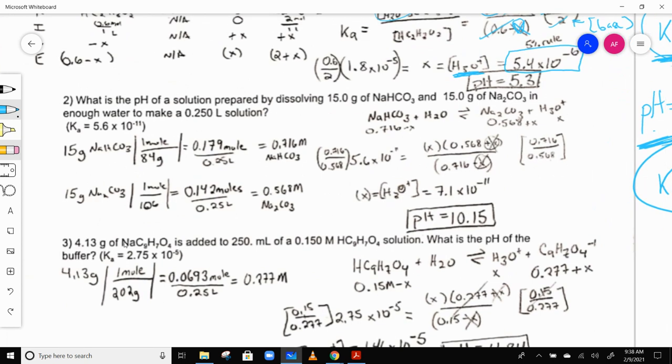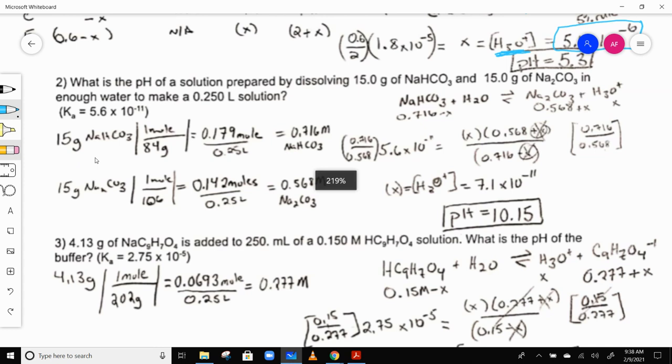So next one, number 2, is very similar. This one we have, what is the pH of a solution prepared by dissolving 15 grams of sodium bicarbonate and 15 grams of sodium carbonate in enough water to make 0.25 liters of solution. So first I had to find the concentration of each of these. So I did the grams to moles, and then divided by the volume.